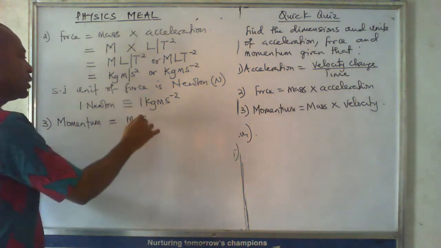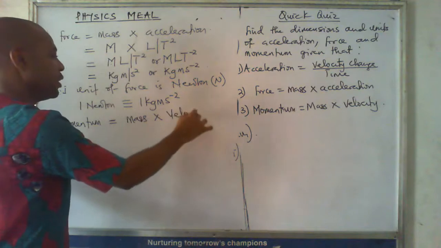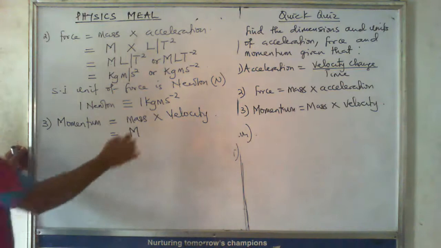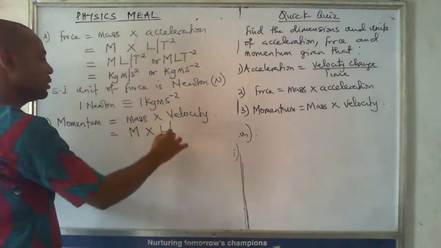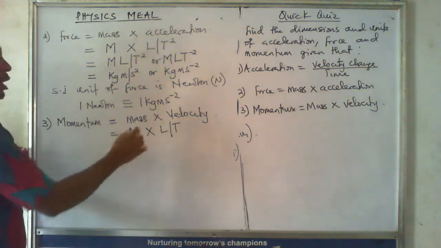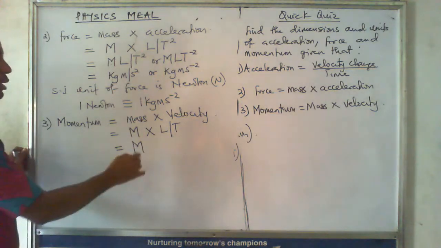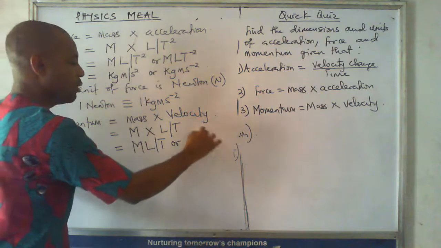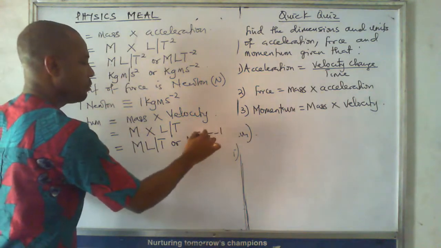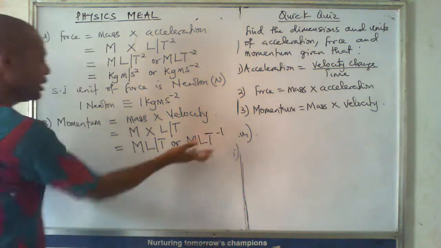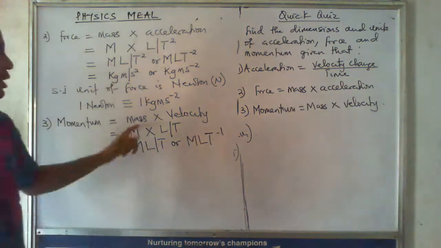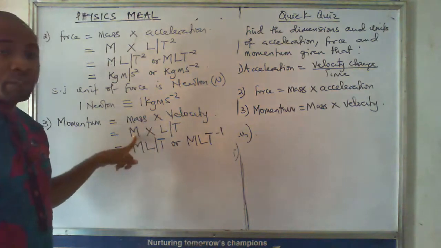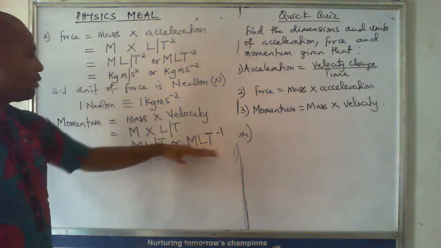Momentum we say is mass times what? Times velocity. Mass has dimension of capital M, and velocity is length per time. So we have M L per time, or mass L per time. This is the dimension of momentum, mass times velocity. The whole of this is velocity, we have seen that before. Then this is the dimension of mass. And when you multiply this, you arrive at this.